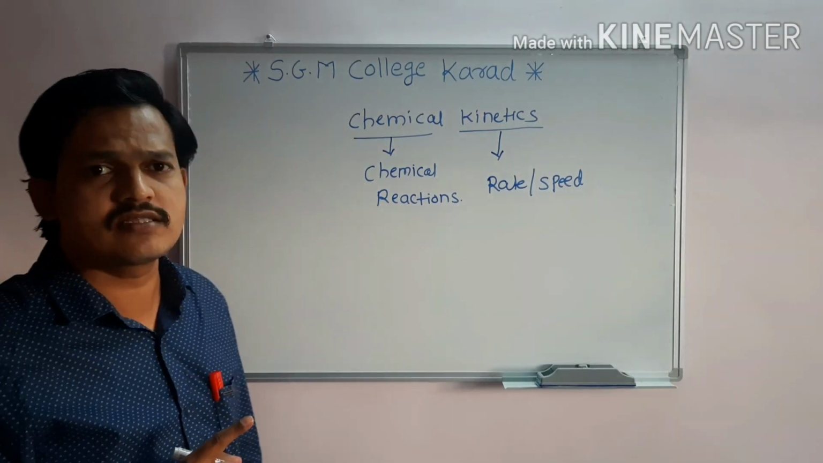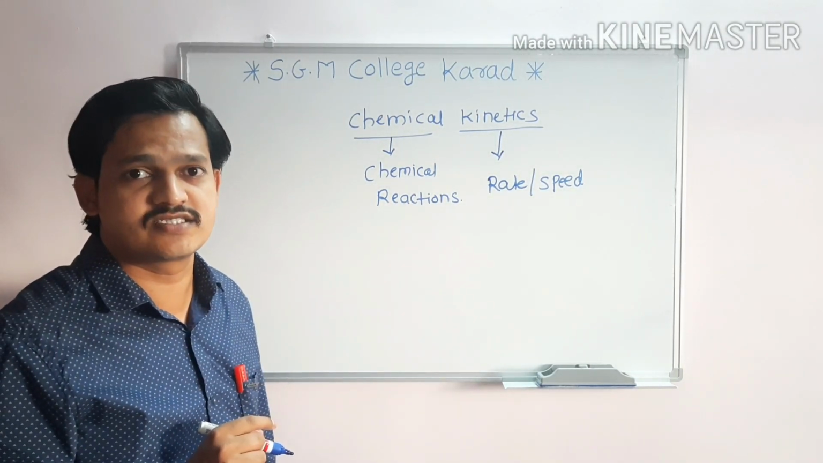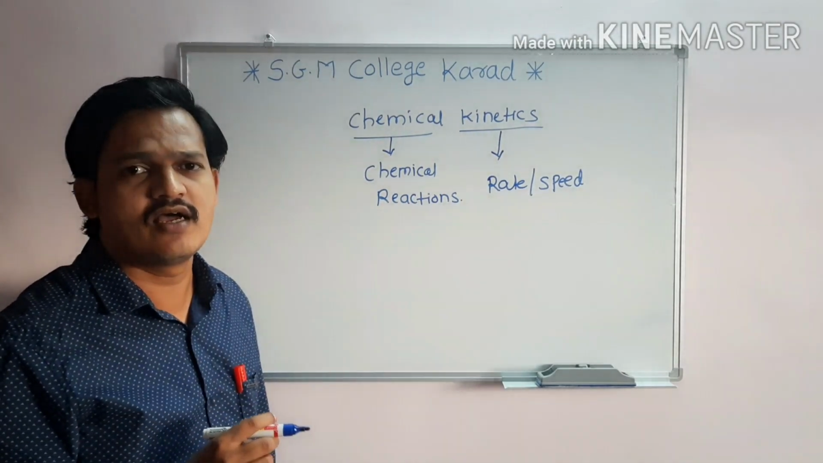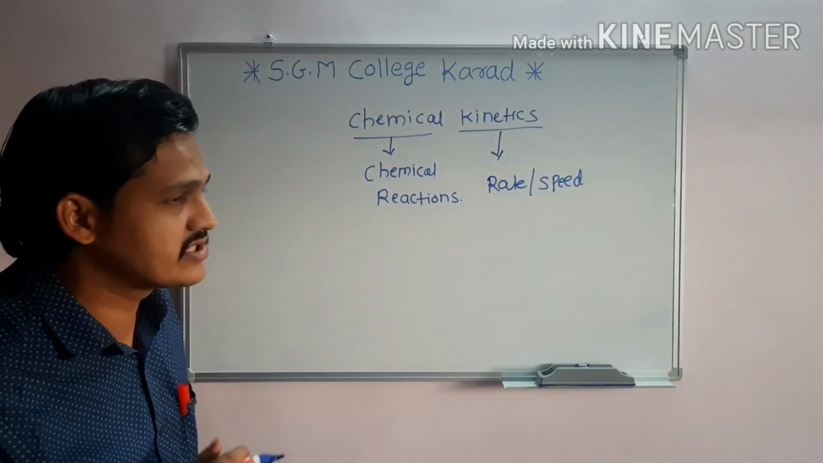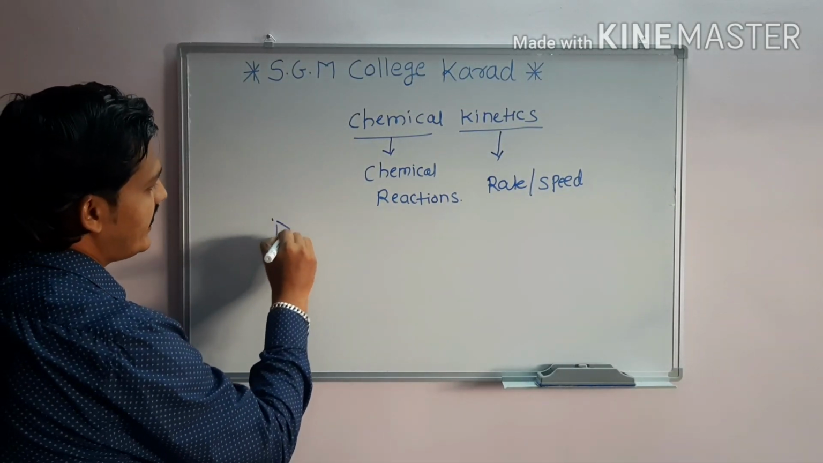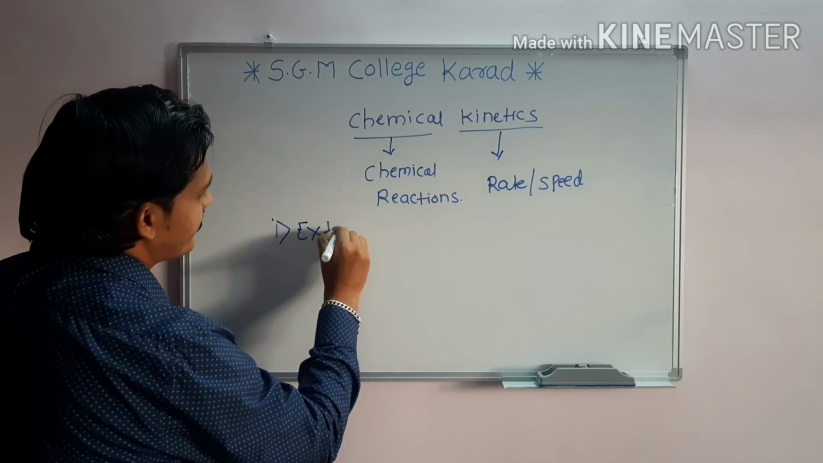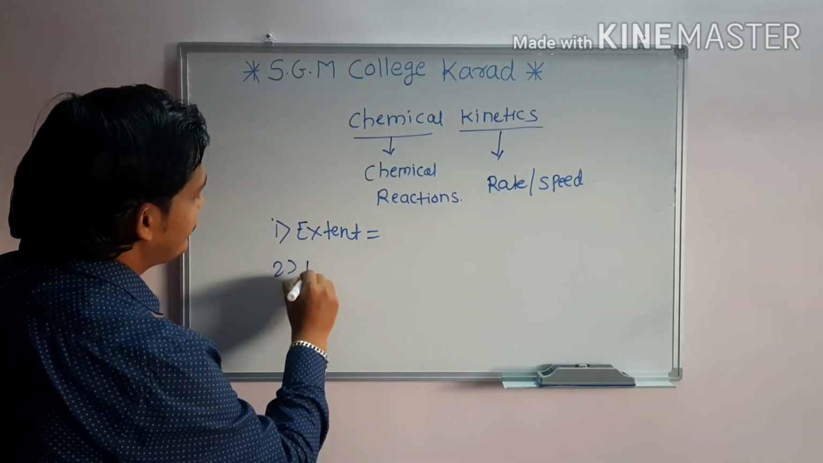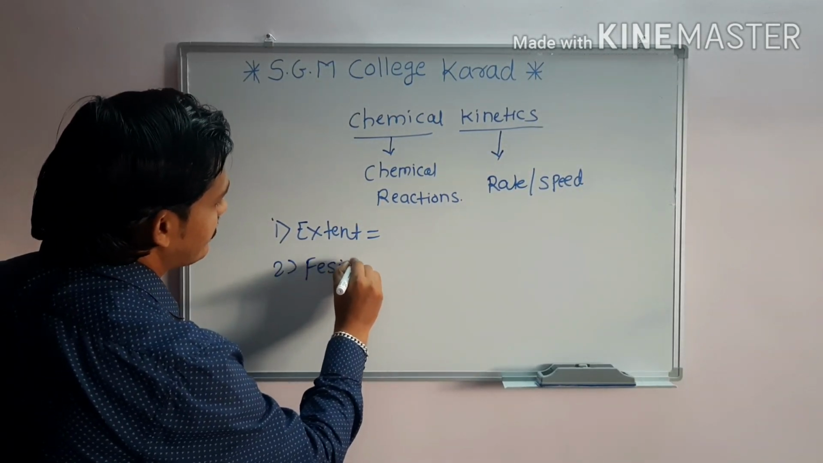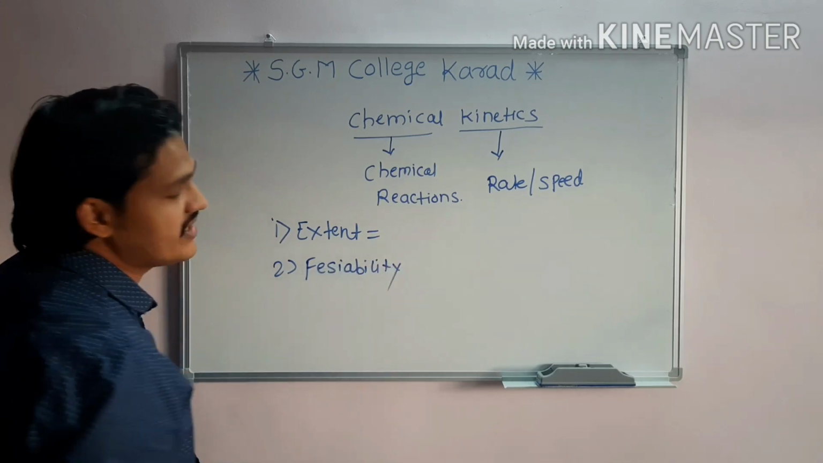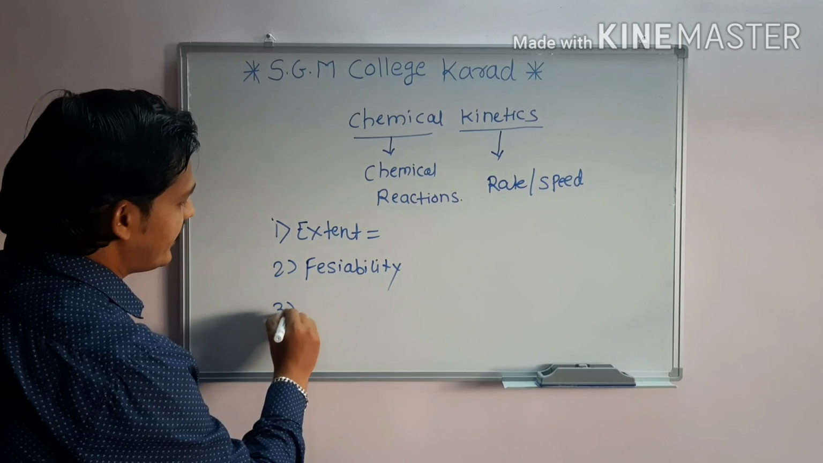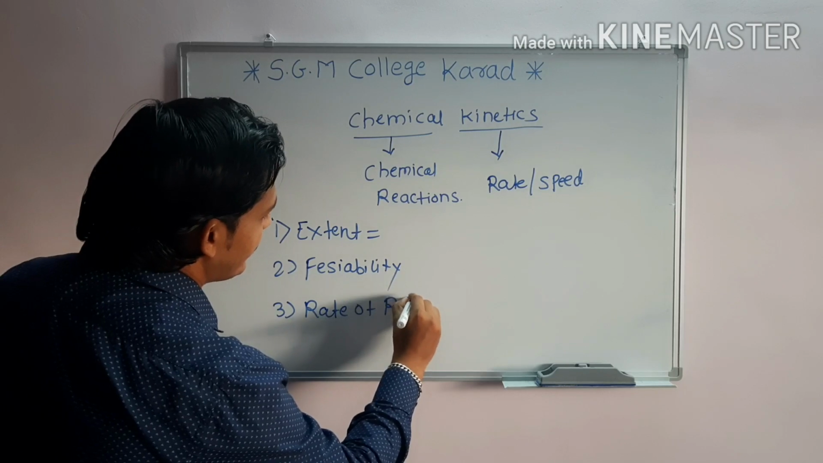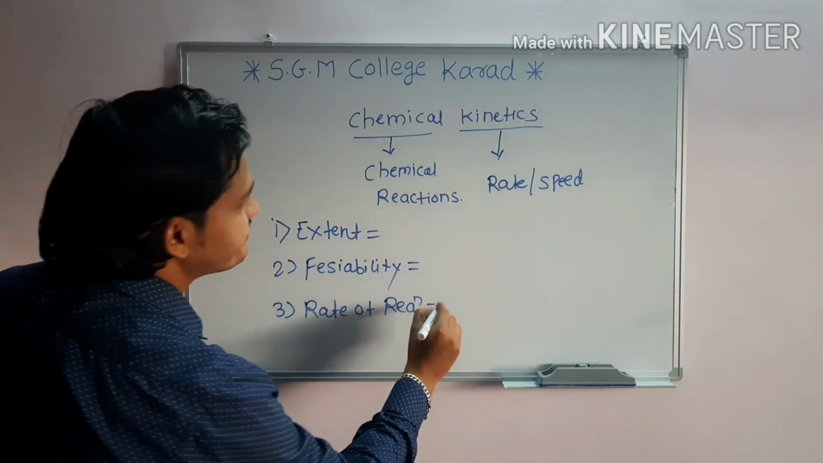Now, there are three most important characteristics which are described for rate of chemical reaction. There are three criteria which describe rate of chemical reaction. Number first, the extent of chemical reaction. Number two, feasibility of chemical reaction. Number three, rate of chemical reaction. Now let us see one by one.